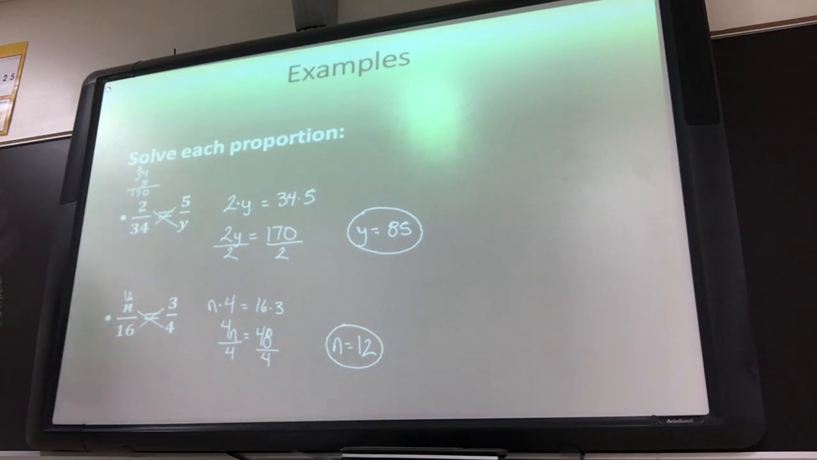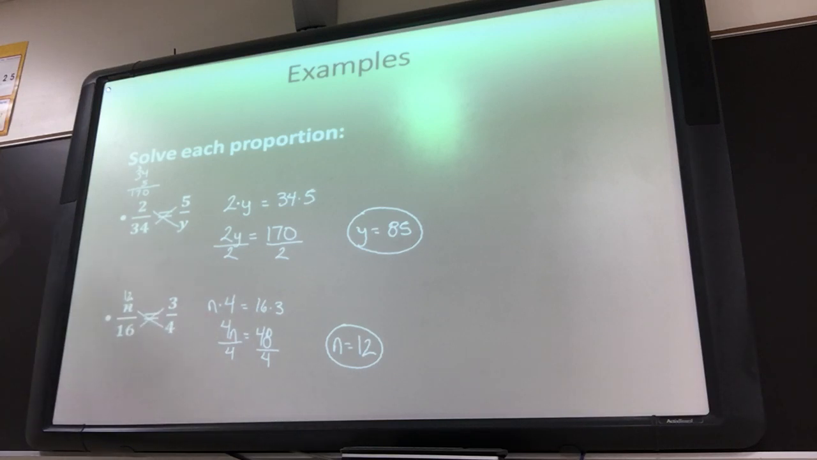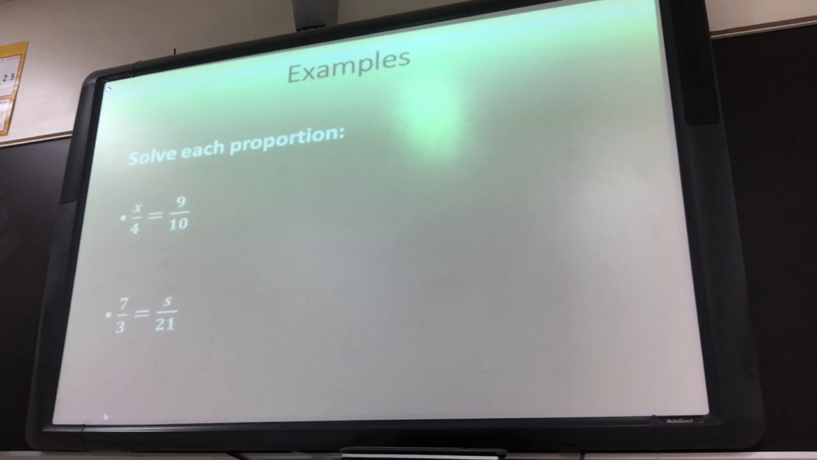So you're going to cross multiply, get the cross product, set those equal to each other, and then you're going to divide by the number that's in front of the variable. Once you divide by that number, you got your answer. Okay, any questions? Okay, so you all go ahead and do the next 2 then. And it is okay on some of these, if you get a decimal as an answer, that's all right. Even though it's a fraction, if you get a decimal, leave your answer as a decimal.